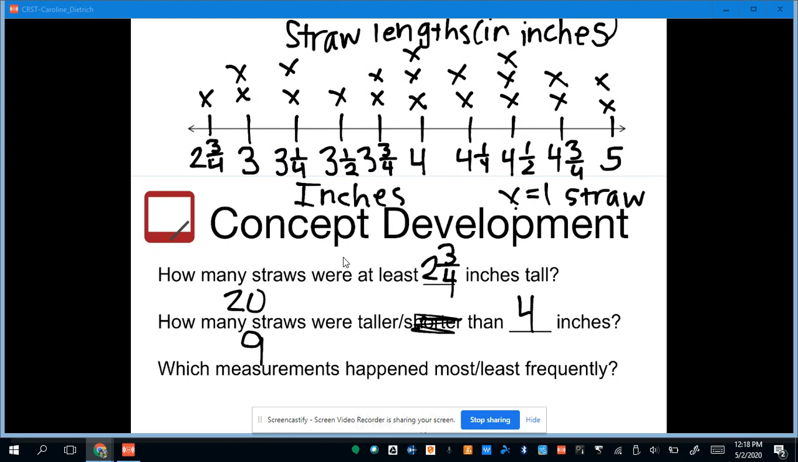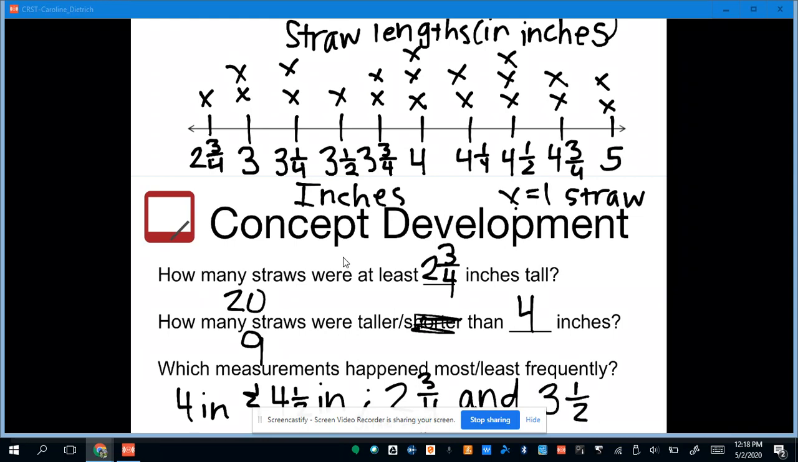Which measurements happen most frequently? Well, most frequently was 4 inches and 4 1/2 inches because they each had 3. Least frequent only had 1, which was 2 3/4 and 3 1/2. And now you're going to practice using line plot.